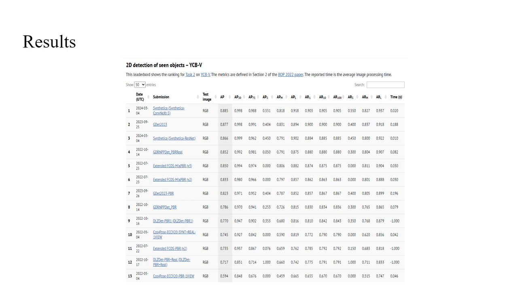Our network with the ConvNext backbone, trained on both synthetic data and the YCB training set, achieved state-of-the-art results on the official leaderboard with a mAP score of 0.885 and mAR of 0.903. It is also 1.5 times faster than the previous fastest method, while being able to operate at 50 Hz.